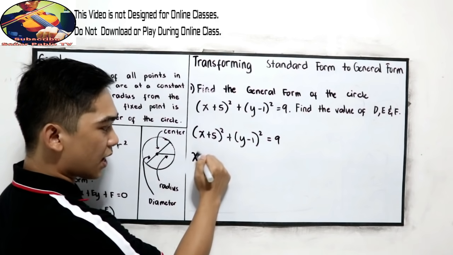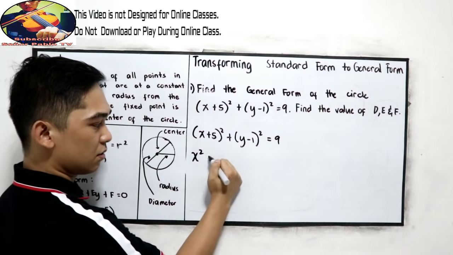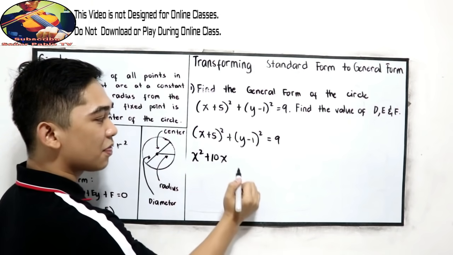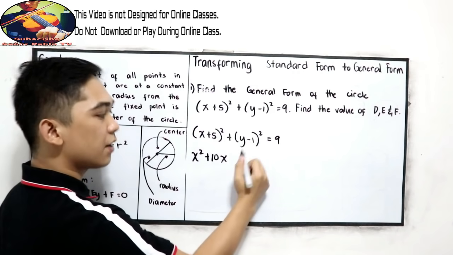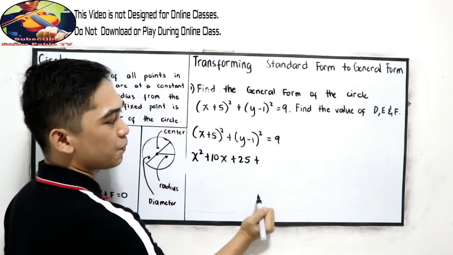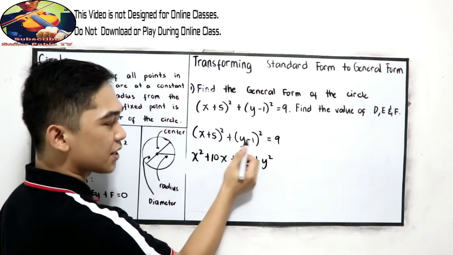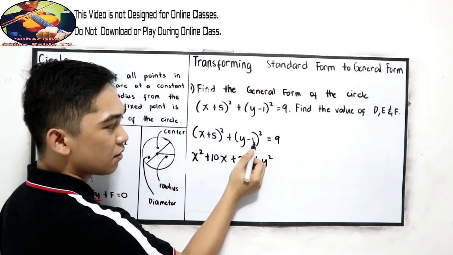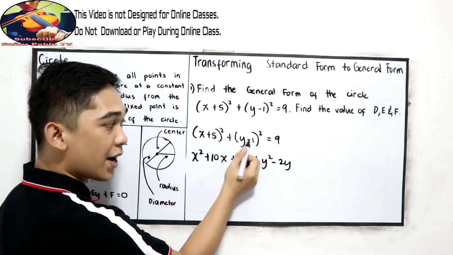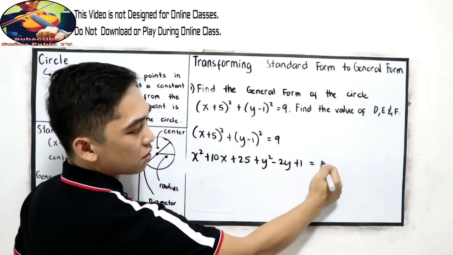Square the first term, that is x squared. Multiply the first and the second, times 2, it's positive 10x. And square the second term, 5 squared, positive 25. Plus, square the first term, y squared. Multiply the first and the second term, times 2, negative 2y. Square the second term, positive 1, is equal to positive 9.